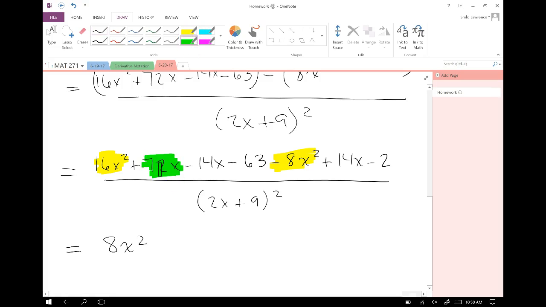And we've got 72x minus 14x plus 14x. So that's just plus 72x. And then we've got minus 63 minus 2. It's going to be minus 65.